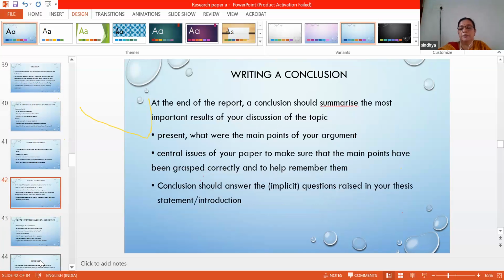And the conclusion part. At the end of the report, a conclusion must be there. It should summarize the most important results and present what were the main points of your argument and central issues of your paper to make sure that the main points are being asked correctly. And the conclusion should answer the implicit questions raised in your thesis statement or introduction.